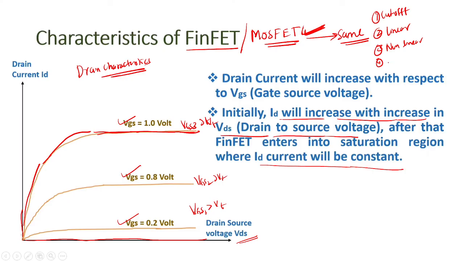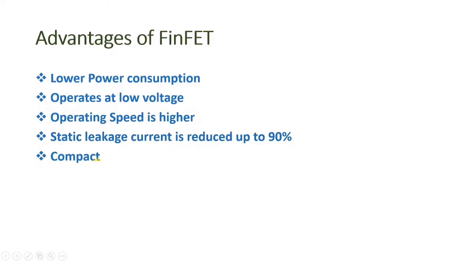Channel becomes constant, and ID current becomes constant. That is nothing but the saturation region that we already discussed in the MOSFET. We already discussed. Okay, the same operations will be done in the FinFET. So this is the characteristics of FinFET.